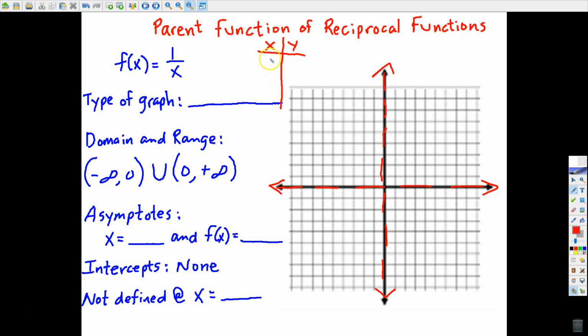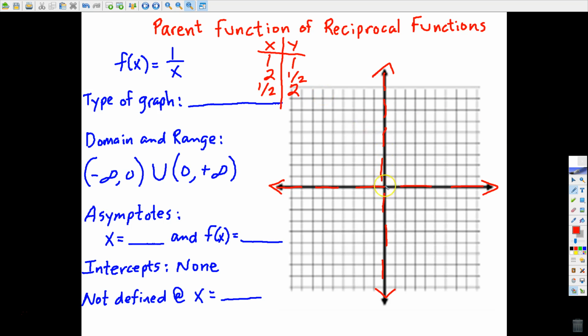Okay, so let's plug in some actual numbers that can be inputs, like 1. If I input 1, f of 1 is 1. If I input 2, f of 2 is 1/2. If I input 1/2, 1 divided by 1/2 is the same thing as 1 times 2, which is 2. So I'm going to go ahead and plot those 3 points.